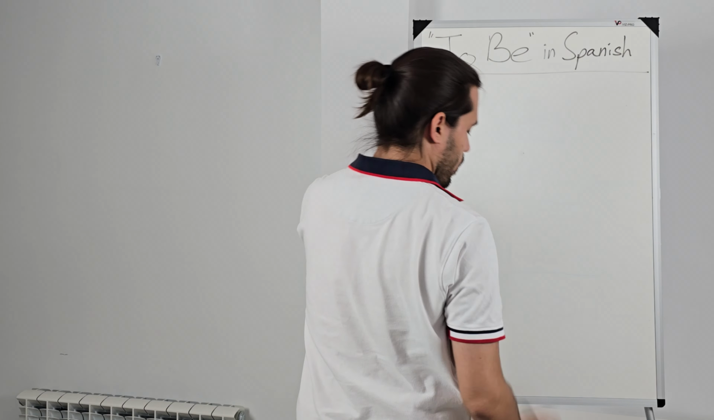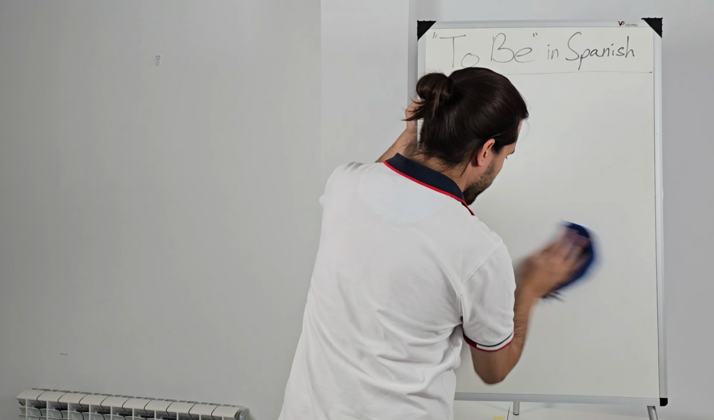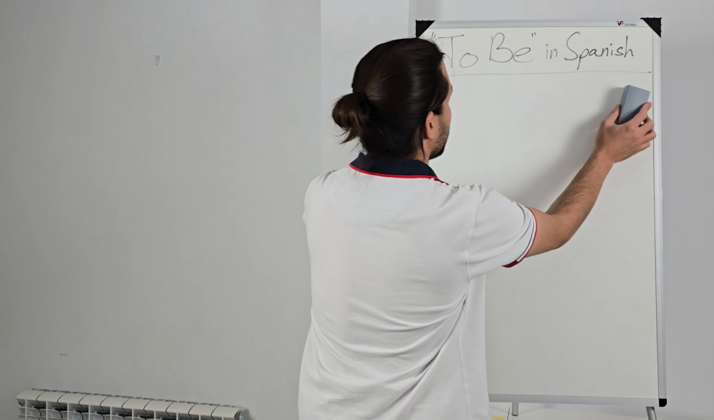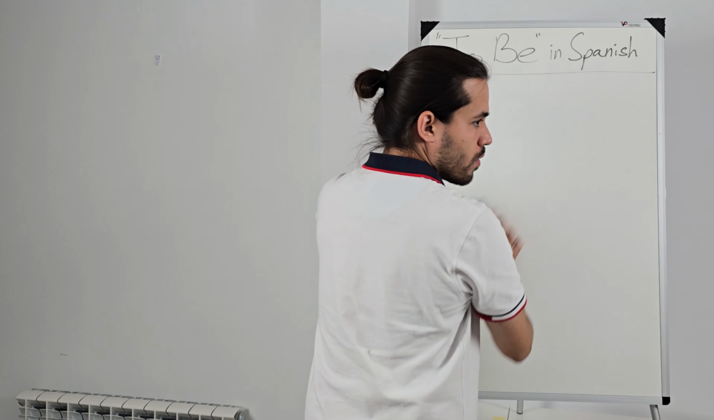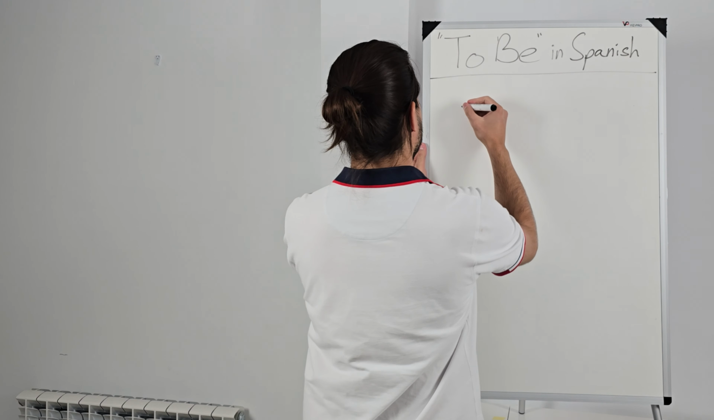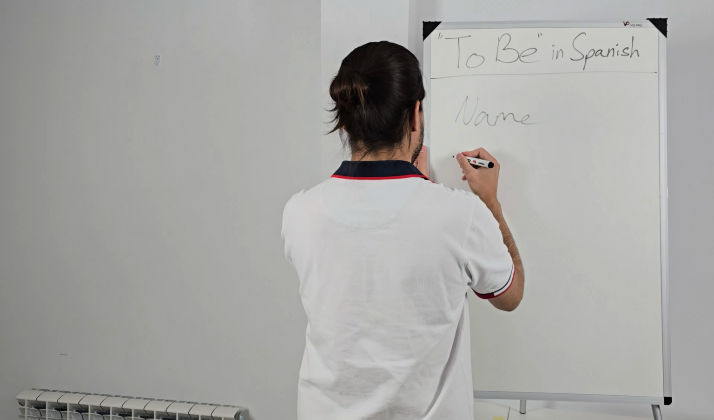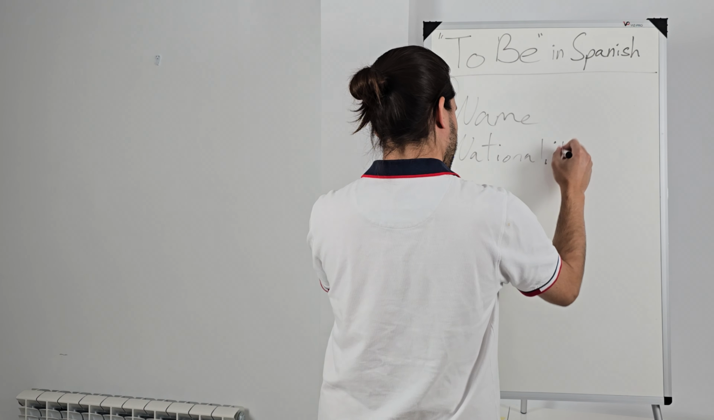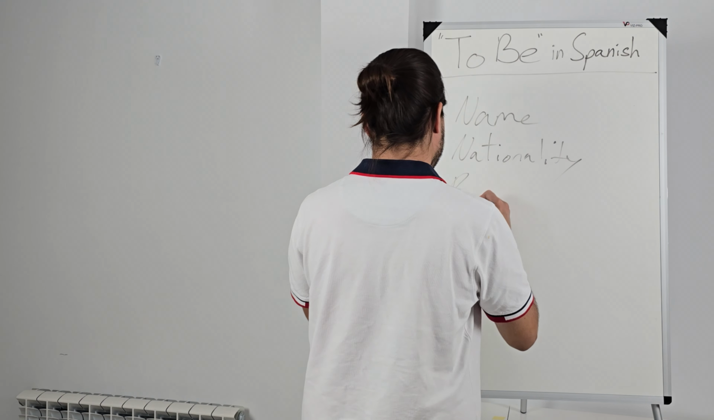Most of the time, these words are to describe permanent states of being. So, if we want to get into the weeds, as in to say the technical terms, we can divide this into a few more separate things. So, permanent states of being that we use with ser. Name, nationality, oh yeah, and I guess birthplace.